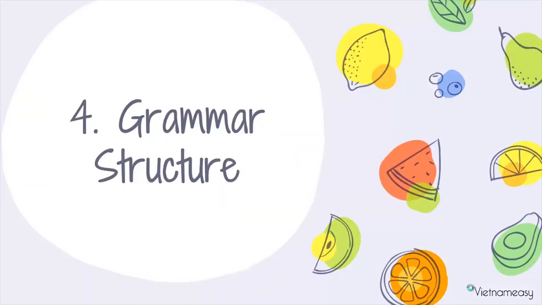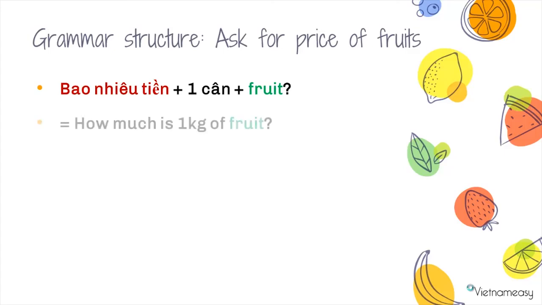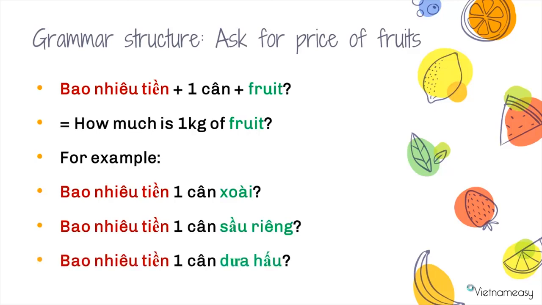Now let us go through the grammar structure. First one, we have how to ask for the price of fruits. Bao nhiêu tiền plus một cân plus the name of fruit. This one means how much is 1 kilogram of fruit. For example, bao nhiêu tiền một cân xoài? Bao nhiêu tiền một cân sầu riêng? Bao nhiêu tiền một cân dưa hấu?